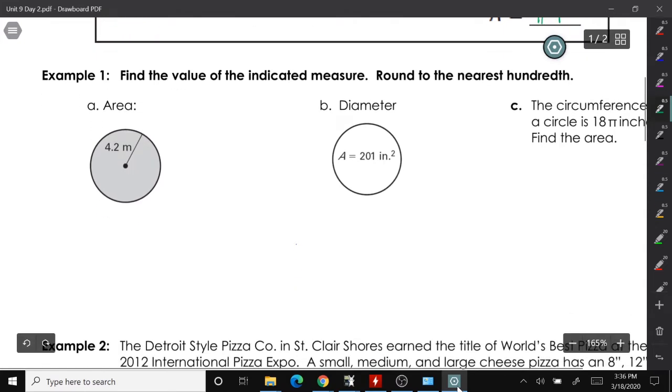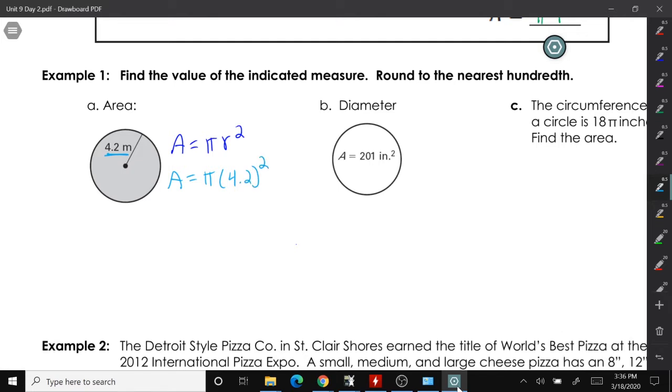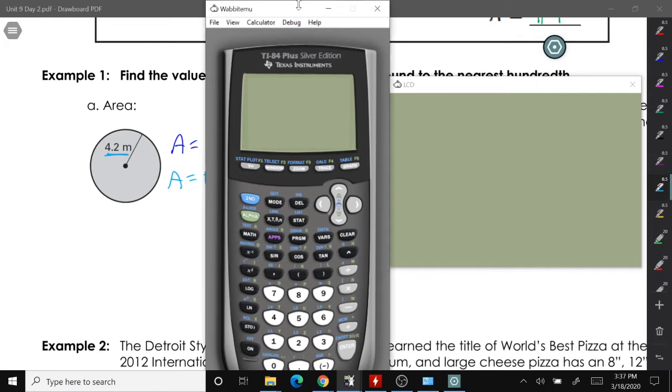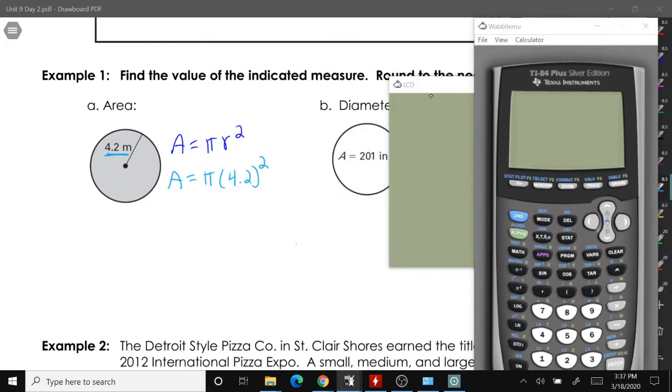So down here, we're just going to plug and chug into our formula. So area equals pi times the radius squared. Now our radius is 4.2. So area equals pi times 4.2 squared. Now you don't need the parentheses there. It's just a habit of mine to write them. So in the calculator, let me show you what I'm talking about.